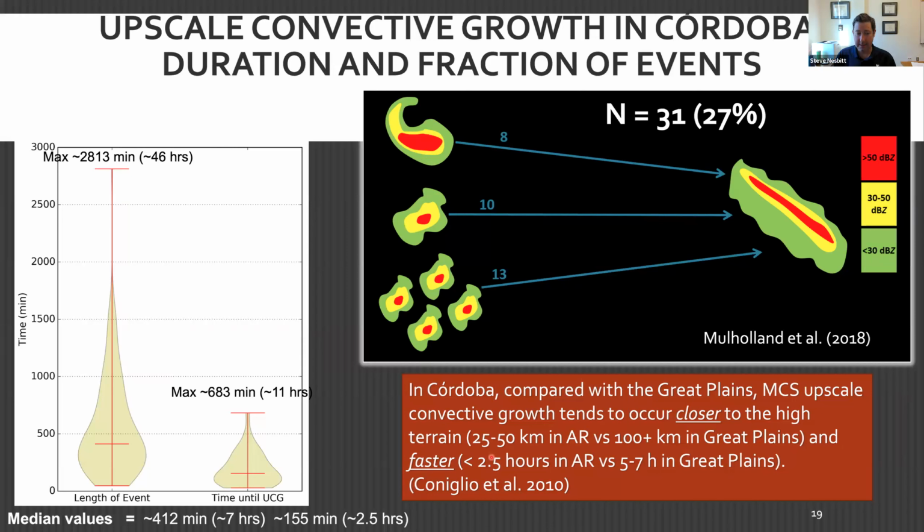And the events oftentimes are much longer. So these things last sometimes up to 2 days, compared with MCSs, which sometimes can last quite a long ways in the United States, but these things, once they form, tend to propagate over much longer distances over South America.